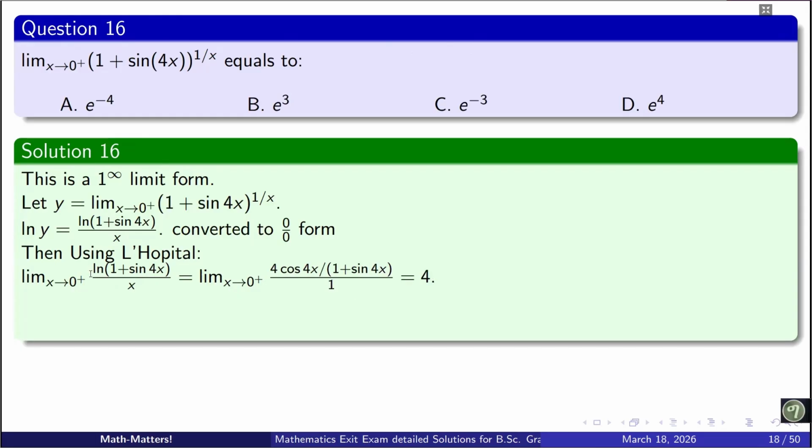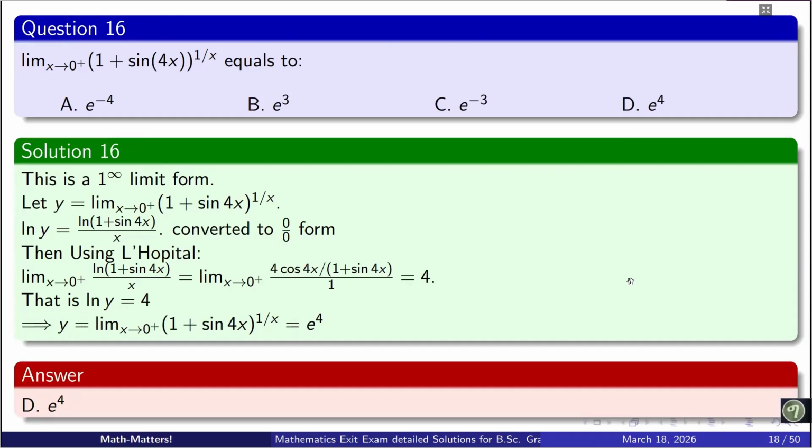But this is equivalent to ln y. That is, ln y is equal to 4. Since we started by letting y be the limit of this function, in order to determine y, let us raise e to both sides. So y, which is equal to the limit of the original expression, is equal to e^4. E to the power of 4, so the answer for this one is D.